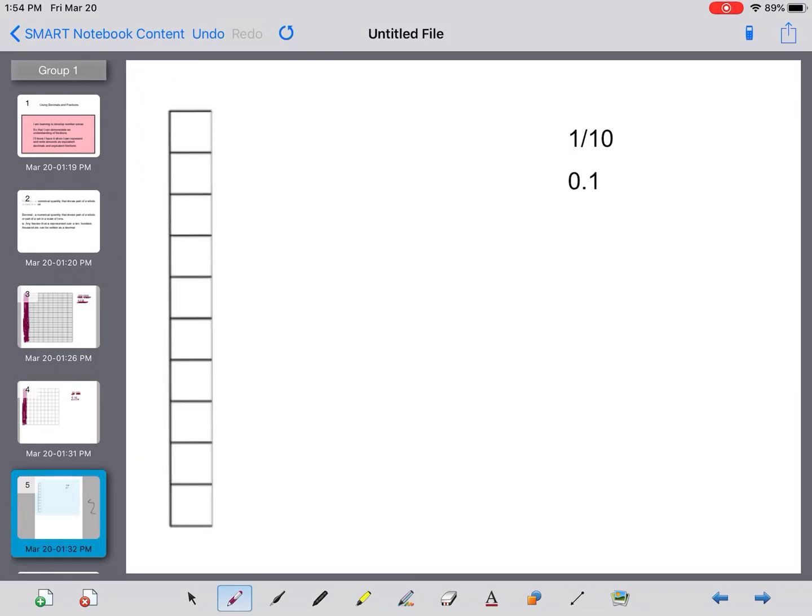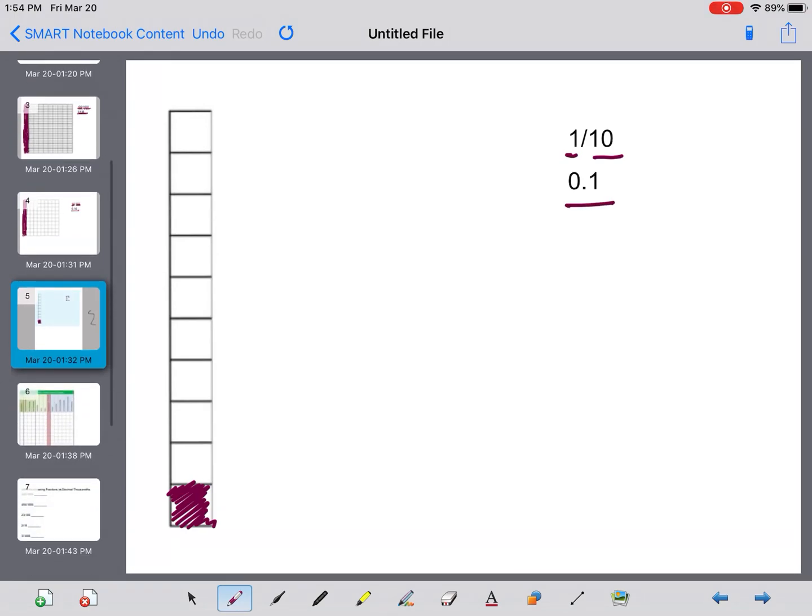Okay, we can do the same thing with tens. I'm going to color in 1 out of my 10 squares. There's 1. So we say it as 1/10. As a decimal, it's still said as 1/10.